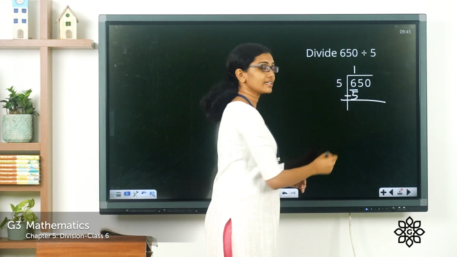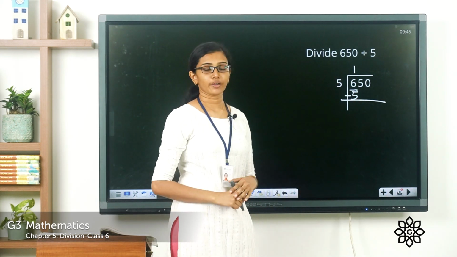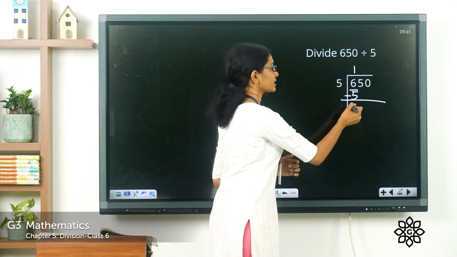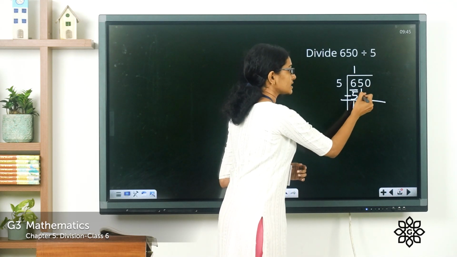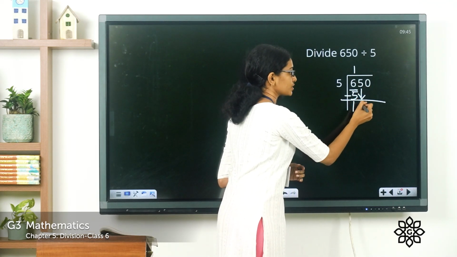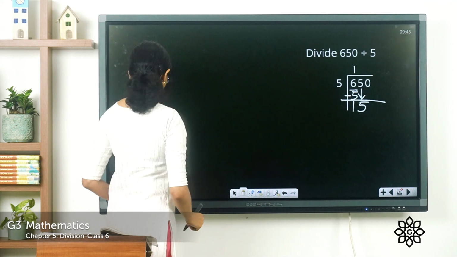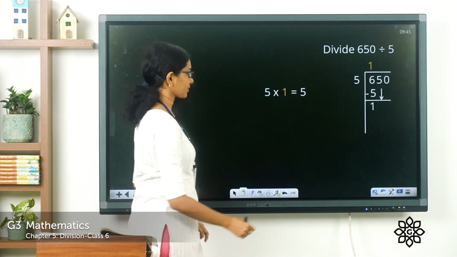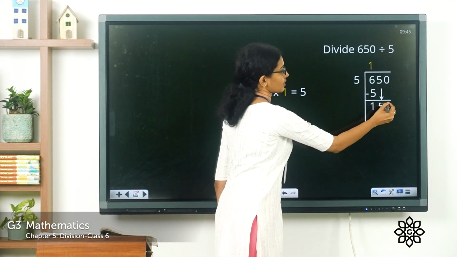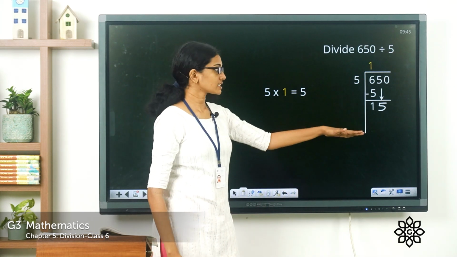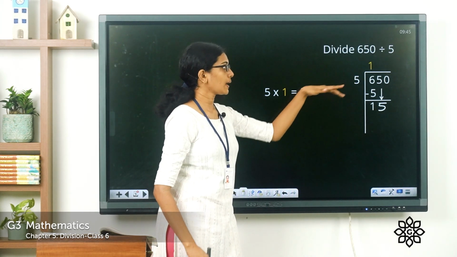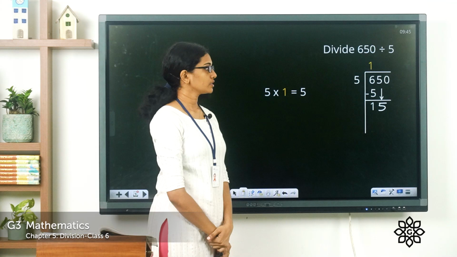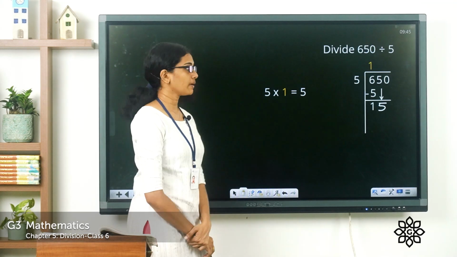Now let's subtract the numbers. 6 minus 5. What is 6 minus 5? It is equal to 1. Now let's bring down the next digit, which is 5. So now we have 15 here. Now the next step is to divide this 15 by this 5. So what is 15 divided by 5?